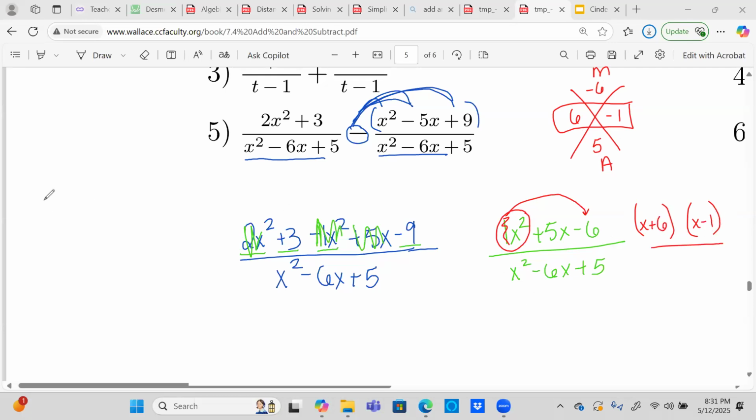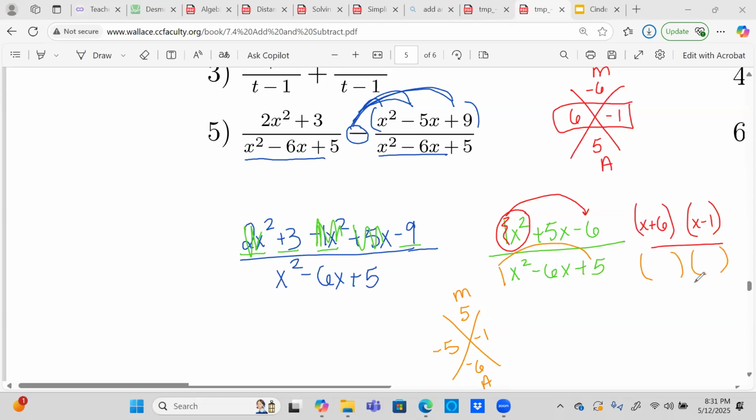Okay, and then I noticed that the bottom is also a trinomial. So I'll try to factor that. There's a 1. 1 times 5 is 5, and the middle number is negative 6. So we need to multiply here, add here. What if we did 5 times 1, but both negative? Because two negatives would multiply positive, but if you add that up, it would be negative 6.